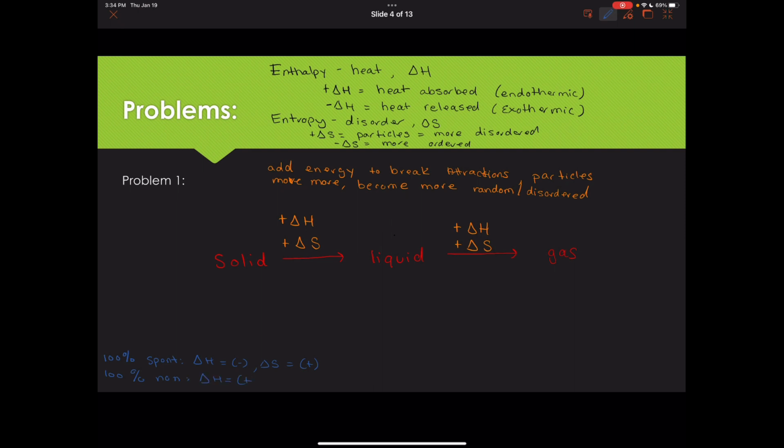Something is 100% non-spontaneous when delta H is positive and delta S is negative. So we are supplying heat to force something into a more ordered state. That's not happening. It's not energetically favorable. But these are cases where the signs are opposites.